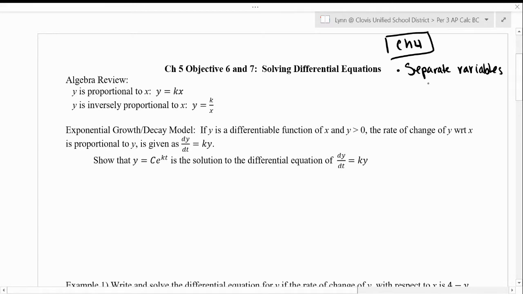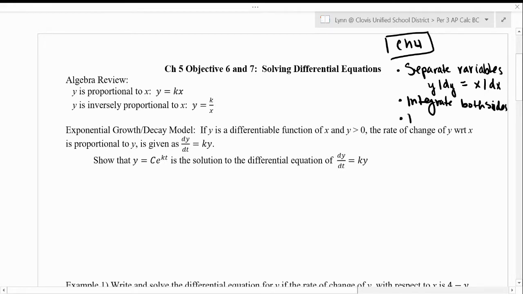What we want is our y and dy terms on one side, equal to our x and dx terms on the other. Once we have that separation of variables, we integrate both sides. What's going to be different in chapter 5 is that we'll have more integration techniques and patterns that we've learned. That will be an added struggle because of the multiple integration components we have to pay attention to.